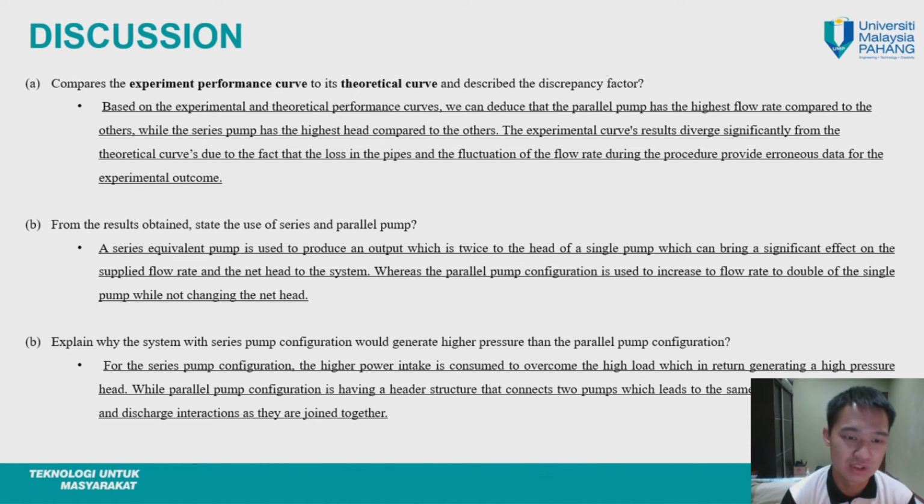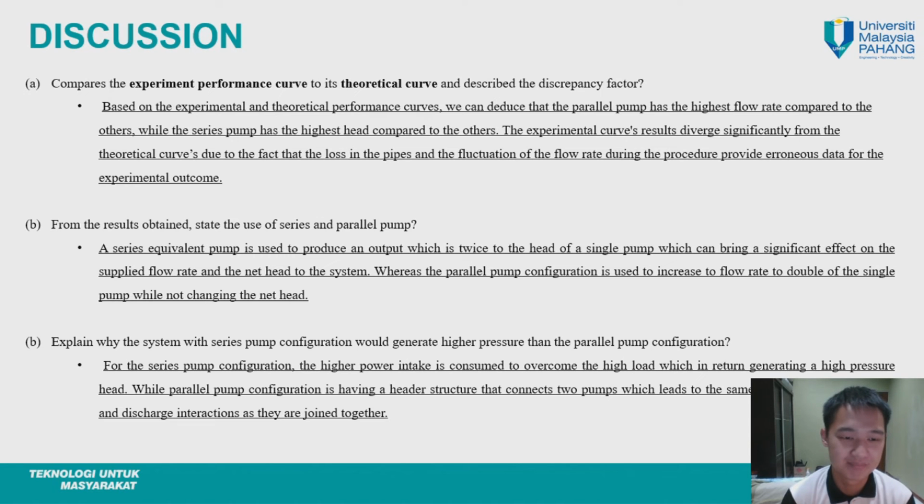For the second question, from the results obtained, state the use of the series and parallel pump. From our experiment, we found that a series pump is used to produce an output head twice that of the single pump, which can bring a significant effect on the supply flow rate and the net head to the system. Whereas the parallel pump configuration is used to increase the flow rate to double that of the single pump while not changing the net head.